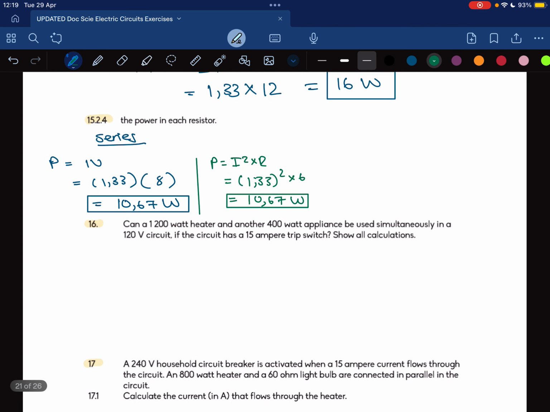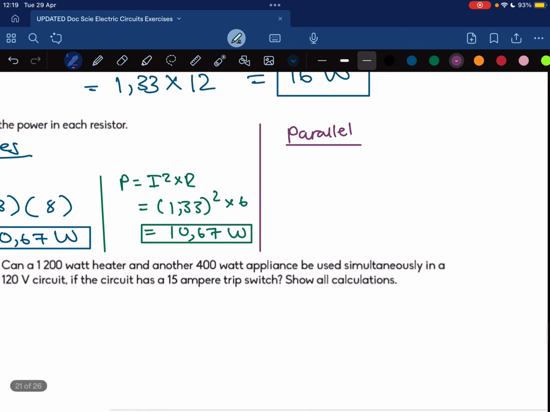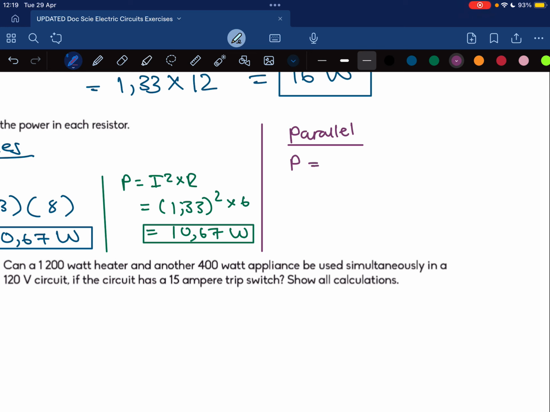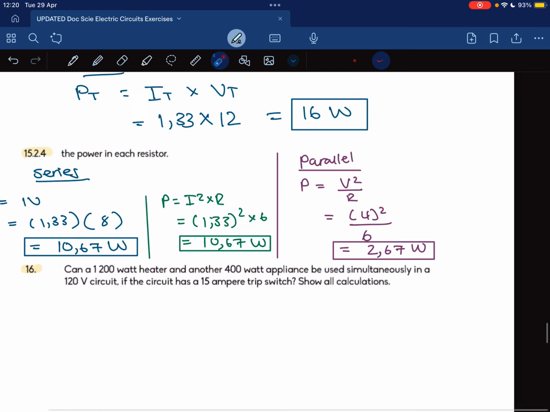Then in parallel, remember the power is going to be the same for each resistor in parallel. So we'll say the power is equal to V squared over R, which is 4 volts each, over the resistance, which is 6. So I get 2.67 watts. Remember you can use any of the equations as long as you get to the right answer, then it's perfectly fine.